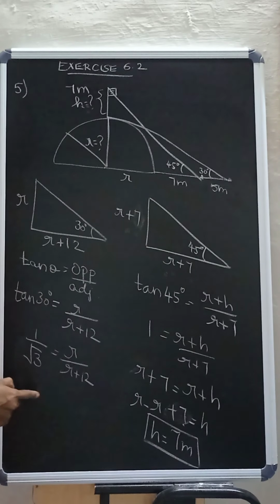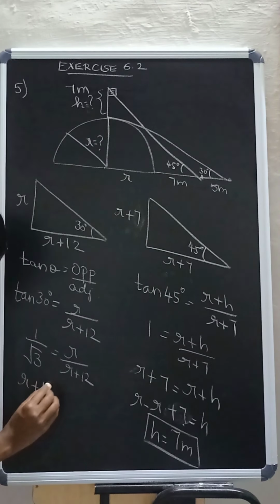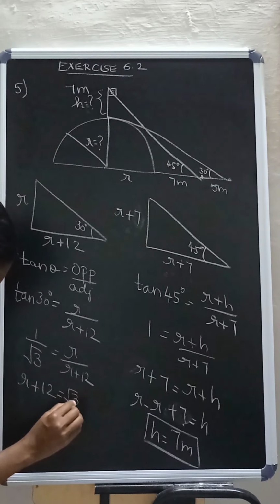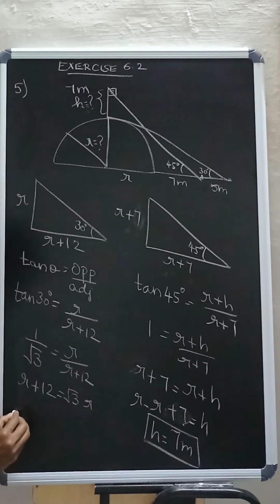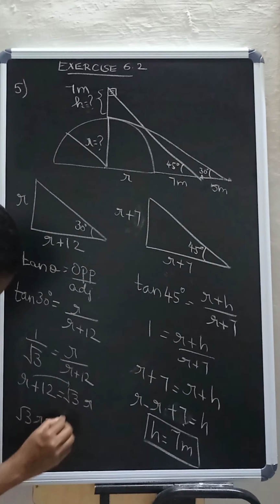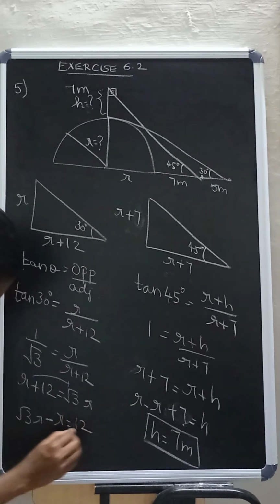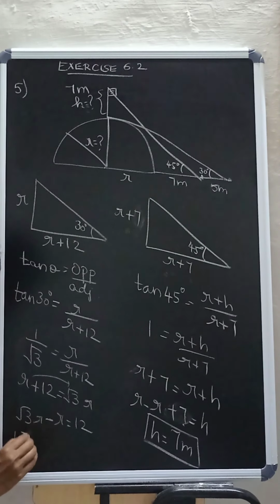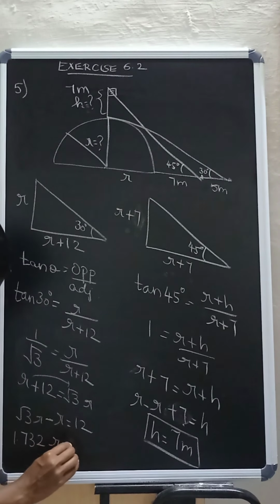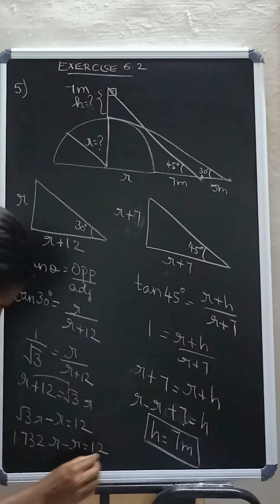Now come here. Here we have 1 by root 3 is equal to r by r plus 12. Now cross multiply. R plus 12 is equal to root 3 into r. Bring the r together. So root 3r minus r is equal to 12. So root 3 value is 1.732. So 1.732r minus r is equal to 12.